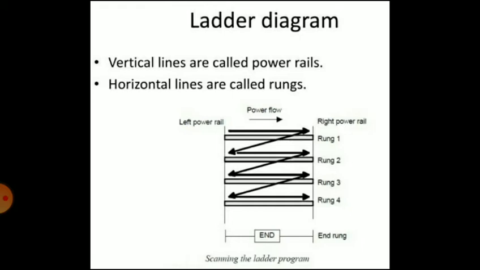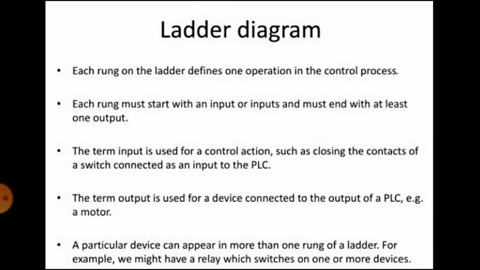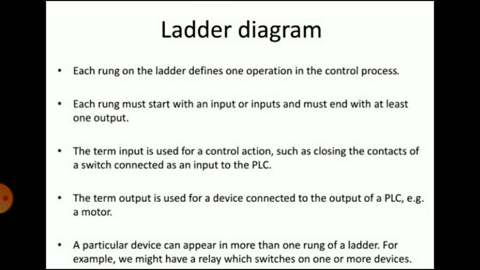Normally, each rung is started with an input or inputs and must end with at least one output. The particular input or output devices can appear in more than one rung. So this is the explanation of the ladder diagram. Each rung on a ladder defines one operation in a control process. Each rung must start with an input or inputs and must end with at least one output.